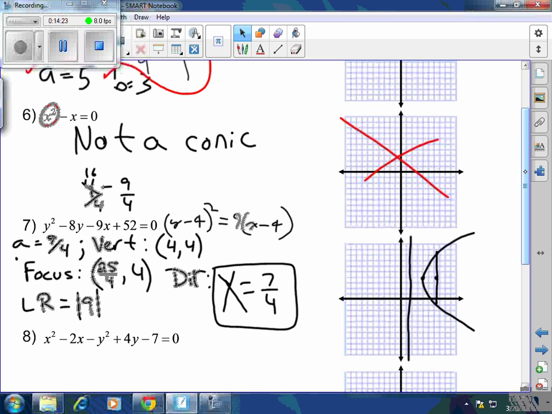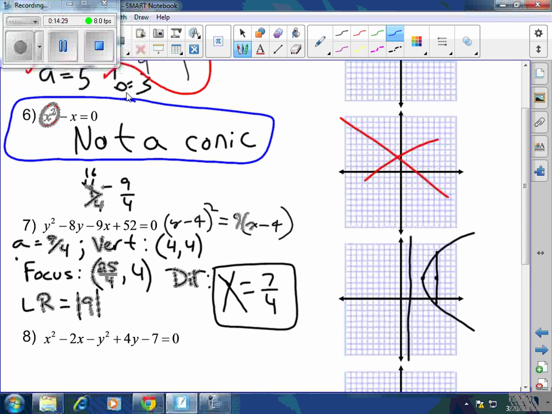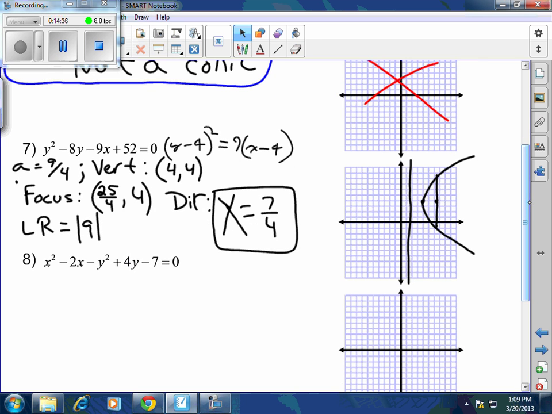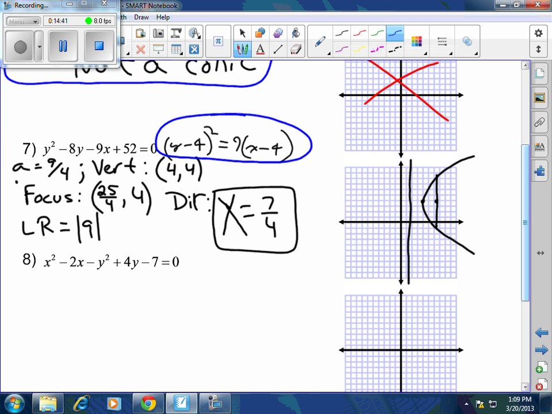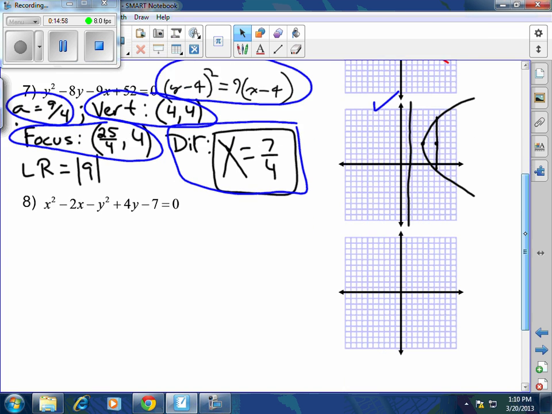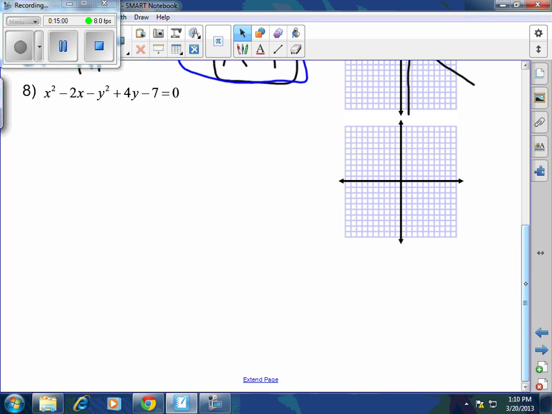We showed you, I think, already that number 6 was not a conic. It's not a conic because there's no y. All right? And then for number 7 here, we have a lot of stuff here. So let me just go over this for the viewers at home. This is my equation. Okay? I have my a, my vertex, my focus, and my directrix. And then I graphed it. And now we're going to move on to our next student. Let's do it, guy. You got this.